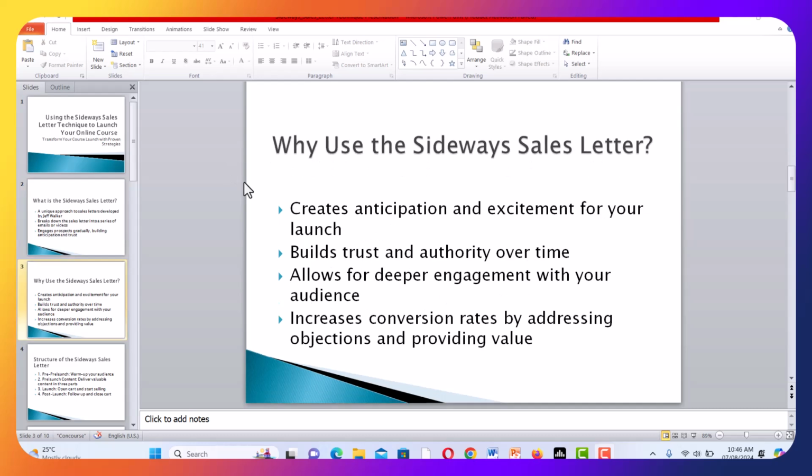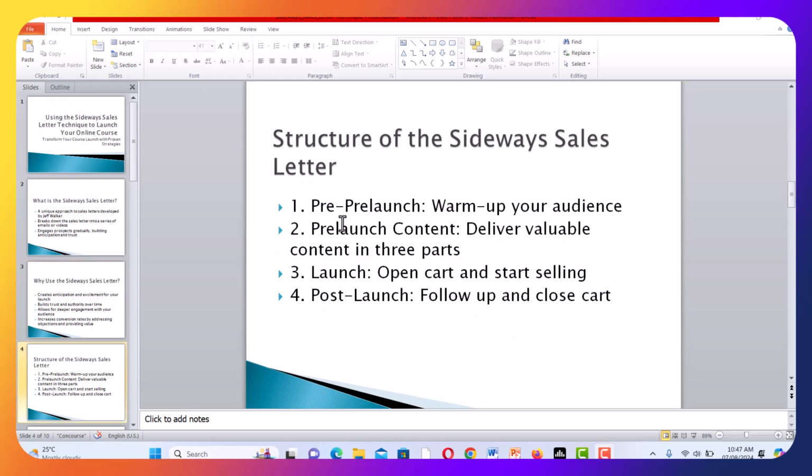Then why use the sideways sales letter? It creates anticipation and excitement for your launch, builds trust and authority over time. It allows for deeper engagement with your audience, then increases conversion rate by addressing objections and providing value to your audience.